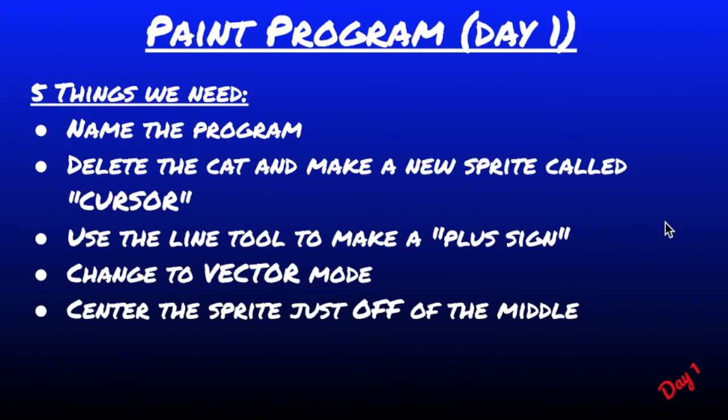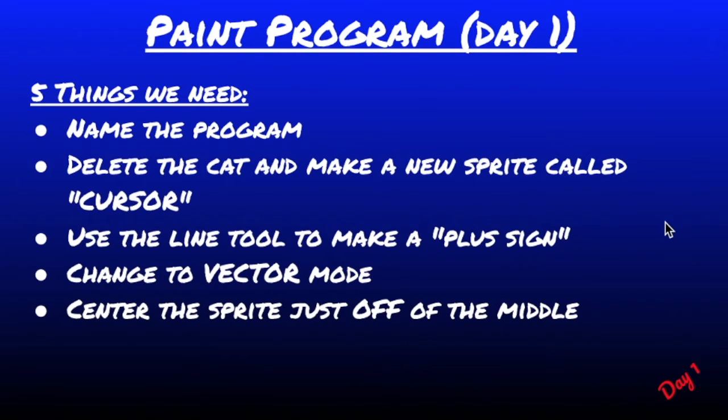Okay, you probably know what a cursor is, but in this case it's the mouse cursor. It's the little thing that follows you around when you move the mouse. You're going to make one of those, okay? You're also going to use the line tool in Scratch to try to make a plus sign for the cursor. You're going to change it to vector mode, although nowadays you might be able to ignore this direction. It's a long story. Ask me what that means later if you're curious.